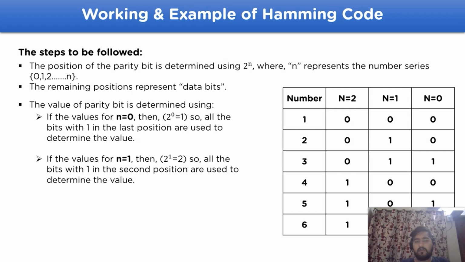Similarly, let's take a look when n is equal to 1. That means 2 to the power 1 is equal to 2. So all the bits with 1 in the second position are used to determine the value of the parity bit. Now let's take a look at the table to identify the numbers related to this parity bit value.